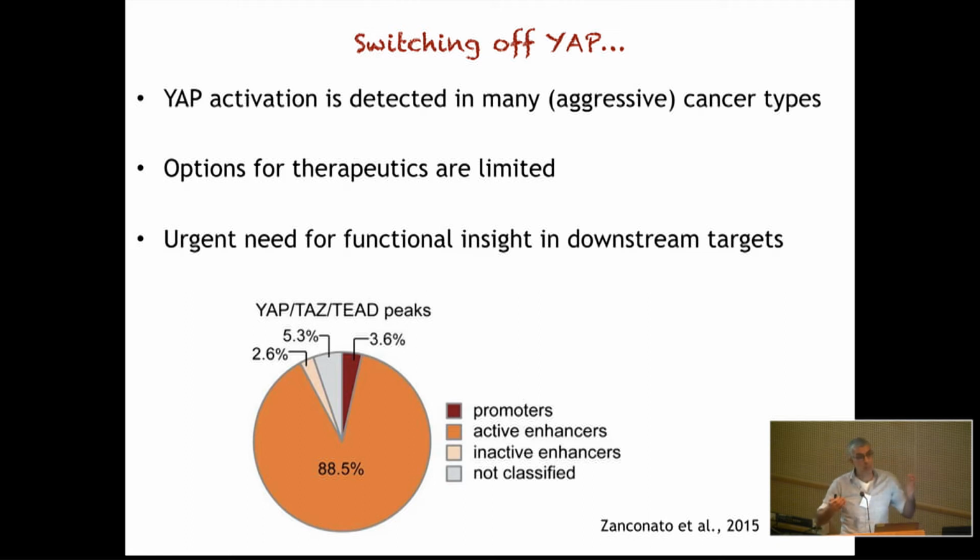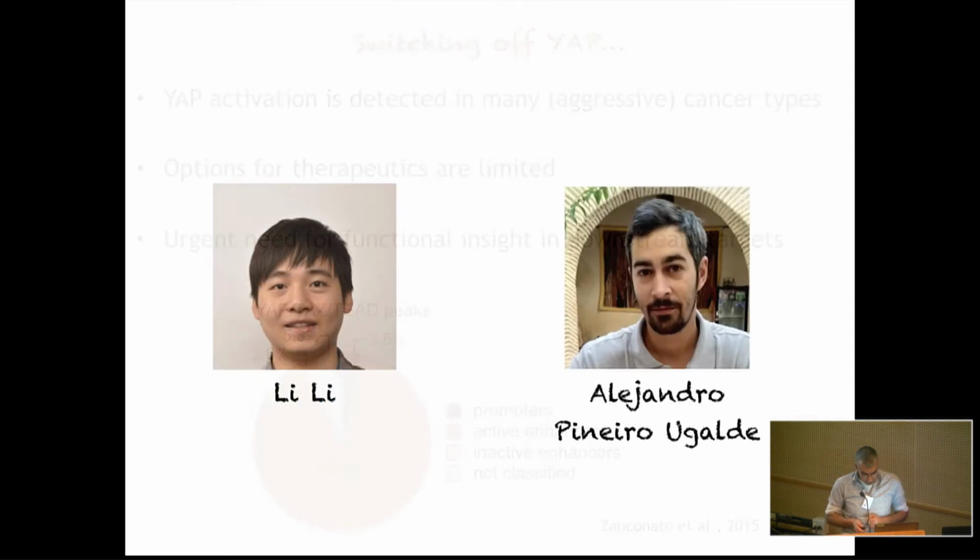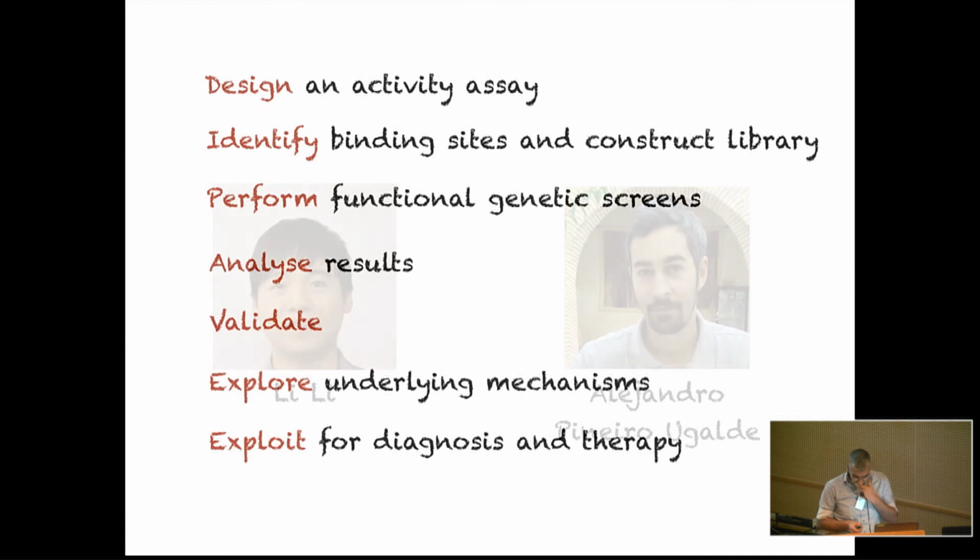So this TID with the YAP, when they are active, they enter the nucleus, they bind mostly enhancers and activate gene expression. So in my group, Lee, PhD student at the time, now has graduated and is staying for a couple of months more to finish this project. And Alejandro, they decided to look at this issue and try to identify downstream targets of YAP that are relevant for cancer in that perspective.